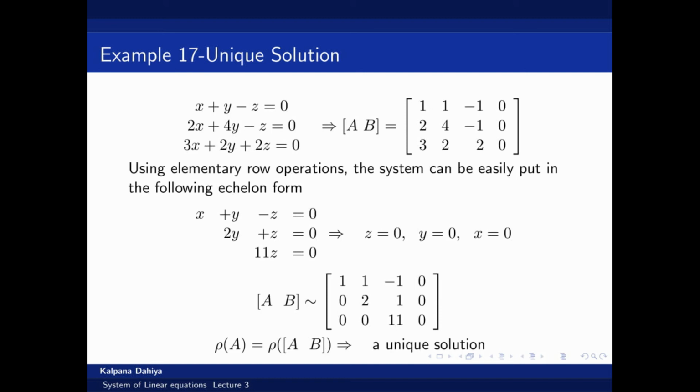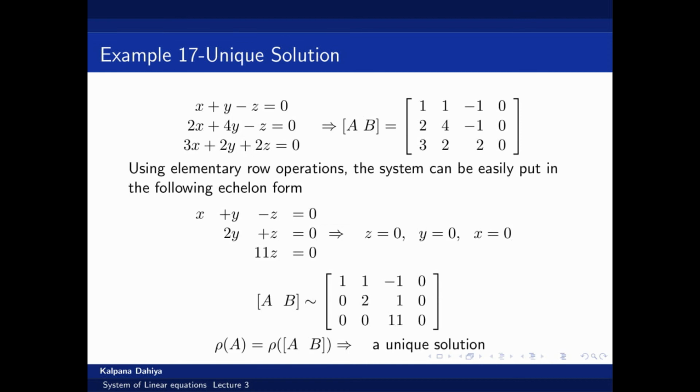The matrix in augmented form is the second matrix here, and it is 1 1 minus 1 0, second row is 0 2 1 0, and third row is 0 0 11 0. Now corresponding to this matrix we can write down the equations as x plus y minus z equal to 0, second row is 2y plus z equal to 0, and third row is 11z equal to 0.